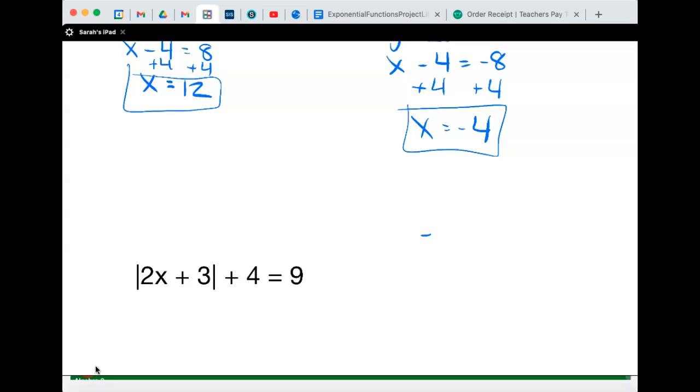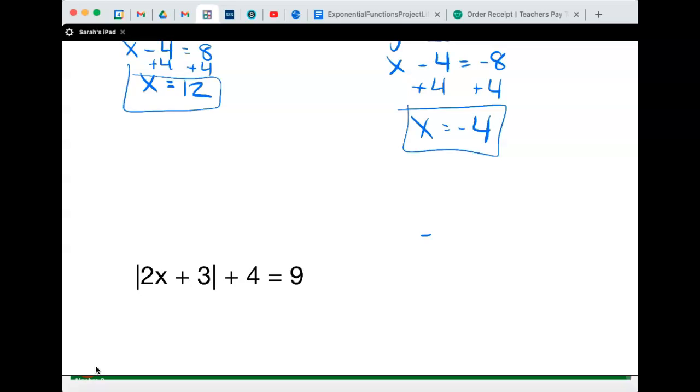Here's a more interesting one. So what's different about this one is this lovely positive 4 thing situation, right? So before you do anything, before you think about it on a number line or write two equations with positive and negative, combine like terms, these 9 and 4 together.